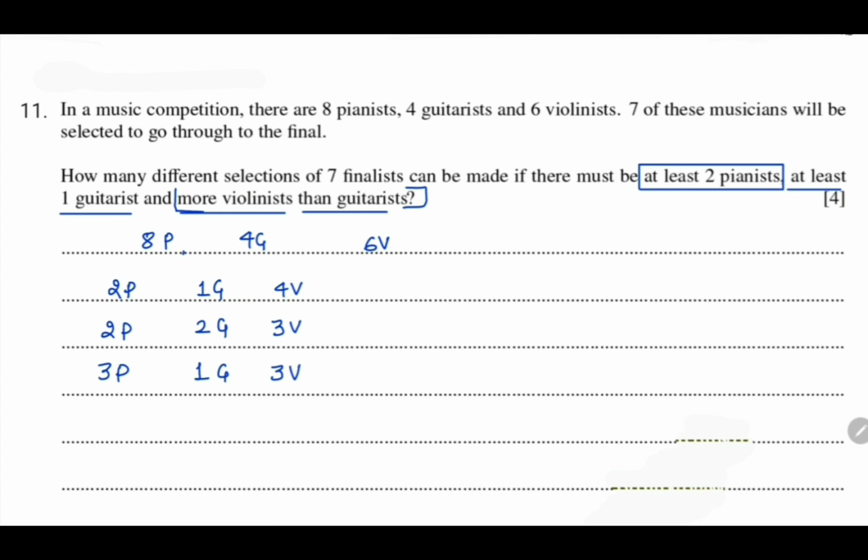I think now I will go for 4 pianists. 4 pianists. So I have 1 guitarist, 4 plus 1 is 5, and 2 violinists. So I think there are 4 possibilities only. So now I will write combinations for all these.